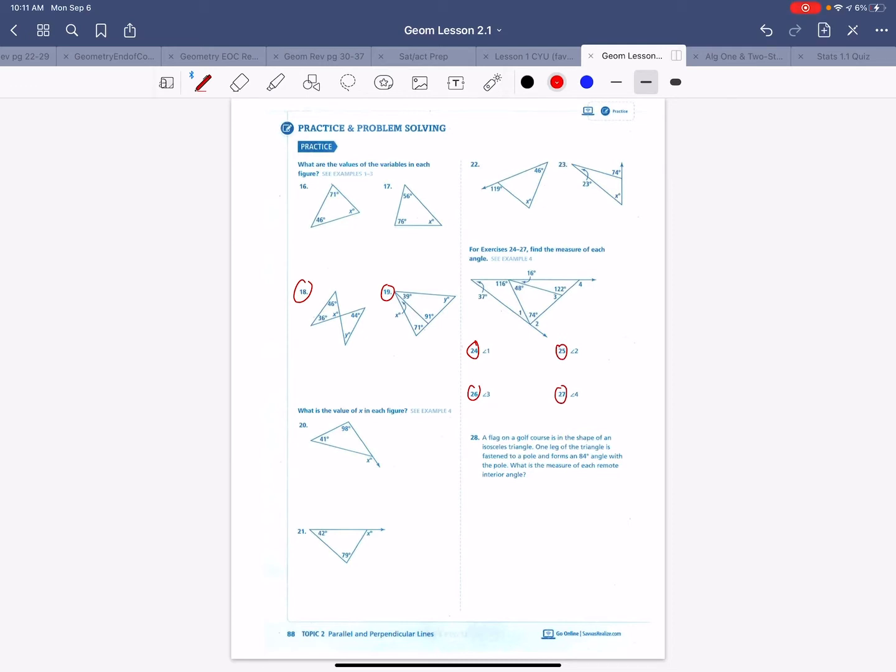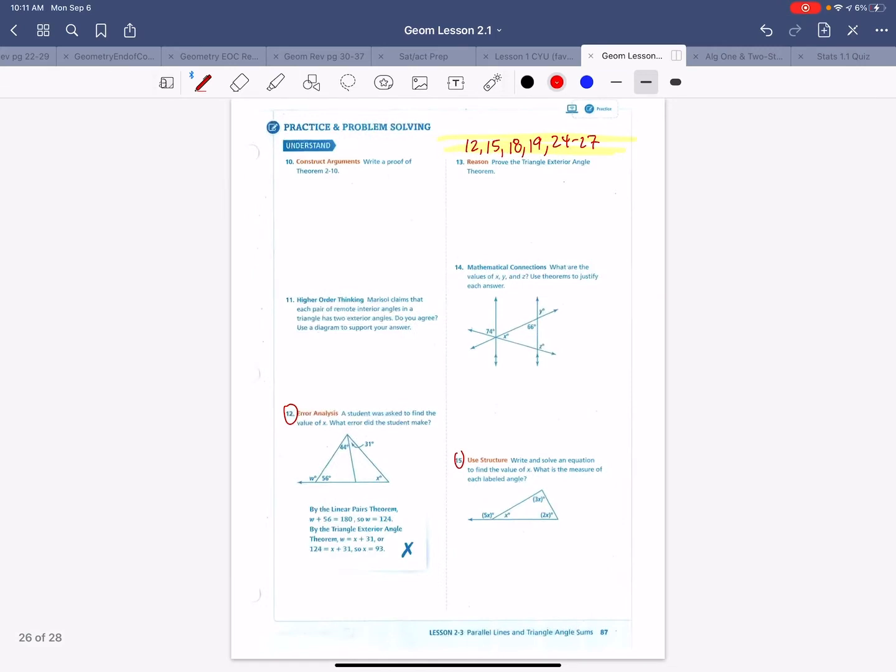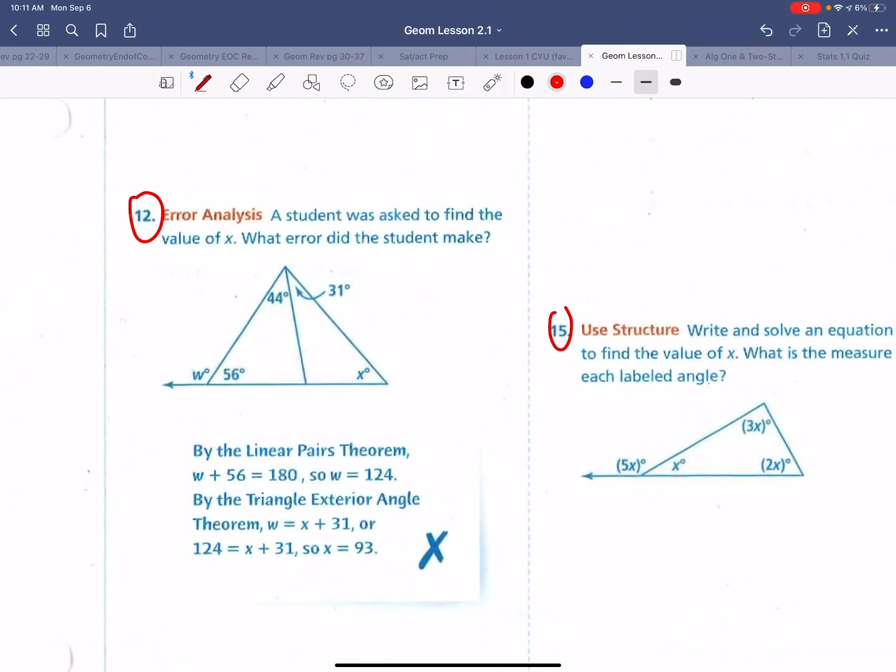Okay, so let's take a look at these problems. The first question is error analysis. So we know off the bat that somehow a mistake has been made and the teacher marked it wrong. So we are to identify what did the student do wrong.